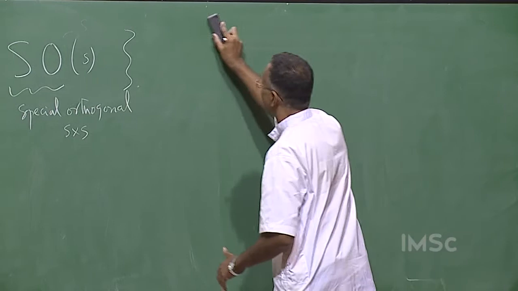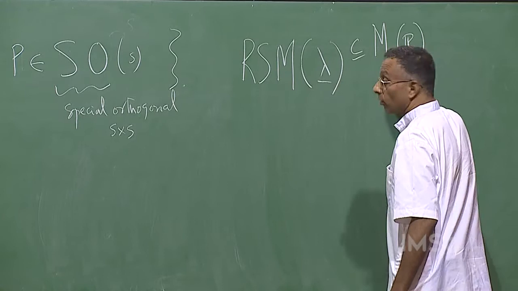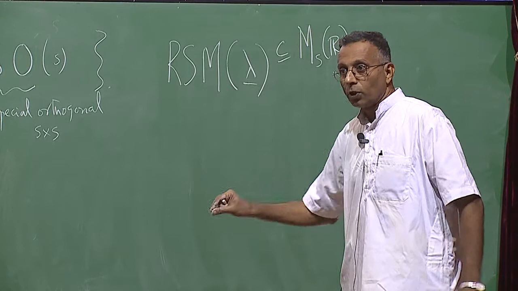Consider this, RSM lambda. Remember, it's sitting inside M_S(R), let me call it, this set of S cross S matrices. And from the set of S cross S matrices, I have a natural map to the set of S-tuples of real numbers, by just taking a matrix A and mapping it to its diagonal.